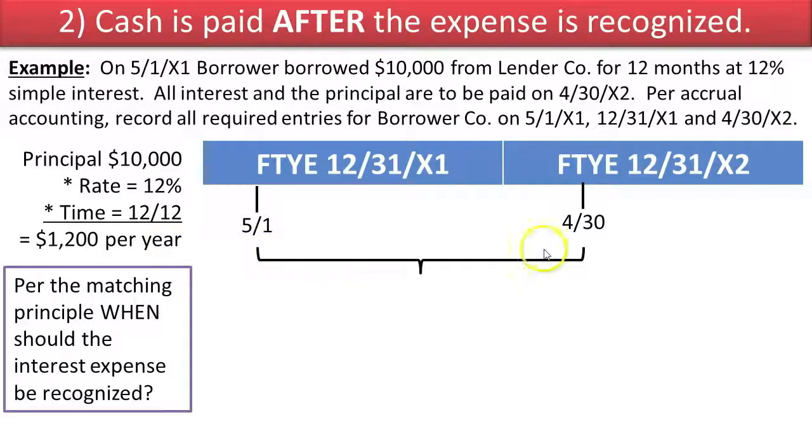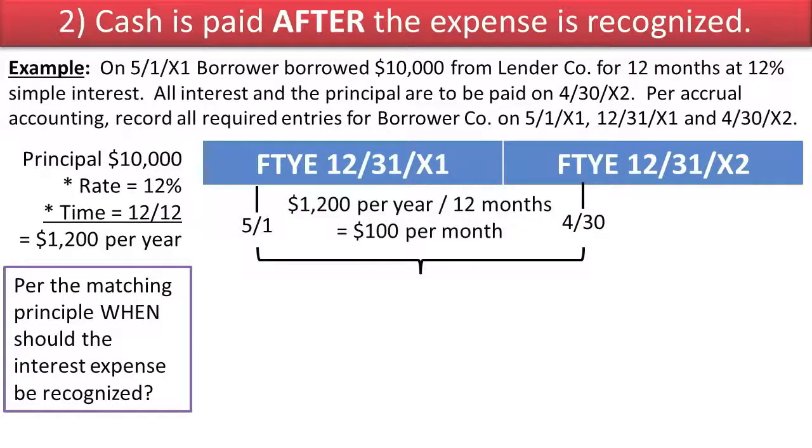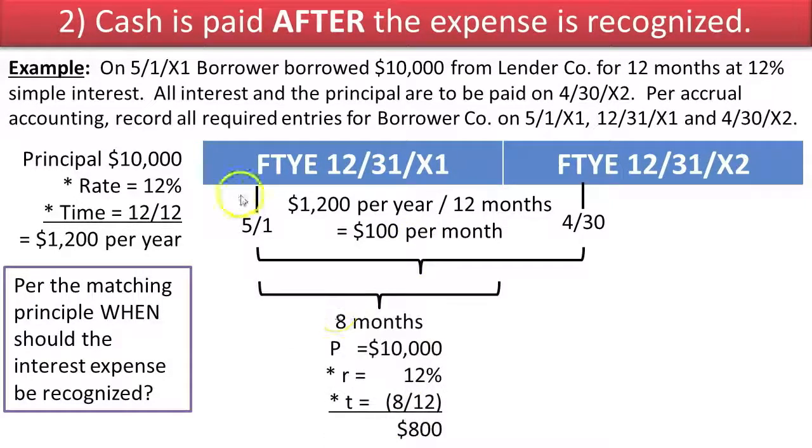However, that 12-month period straddles two accounting periods, X1 and X2. So how much interest expense should be recorded in X1 and how much should be recorded in X2? If it's $1,200 per year for 12 months, that effectively means it's $100 per month. Therefore, since there are 8 months in X1, that would be $800.